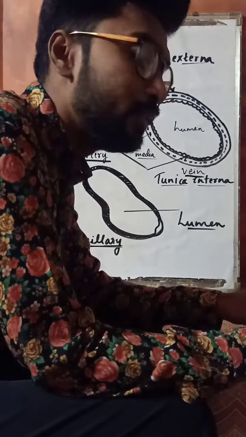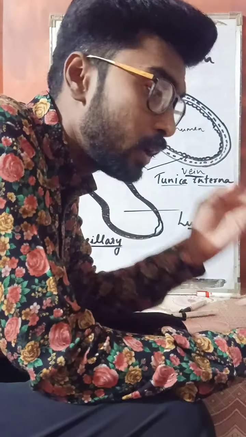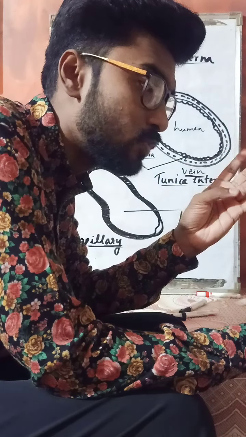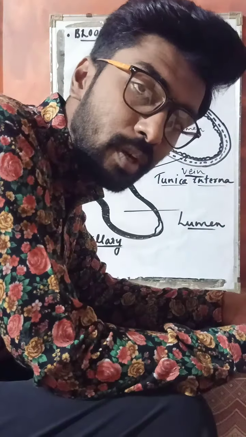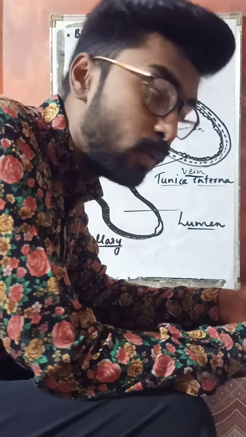Okay, now blood vessels are of three different types: arteries, veins, capillaries. Okay, arteries, veins and capillaries, these are the three different types of the blood vessels.